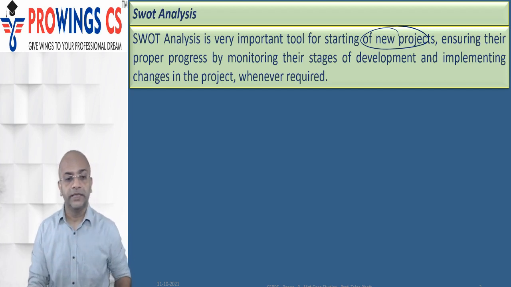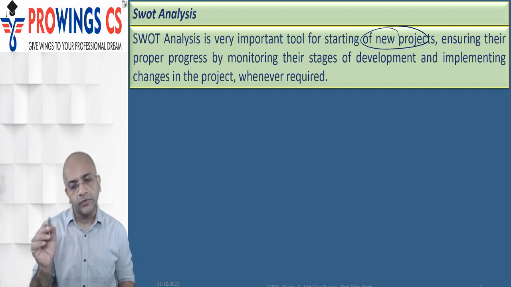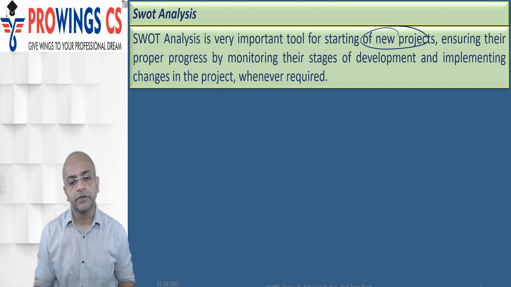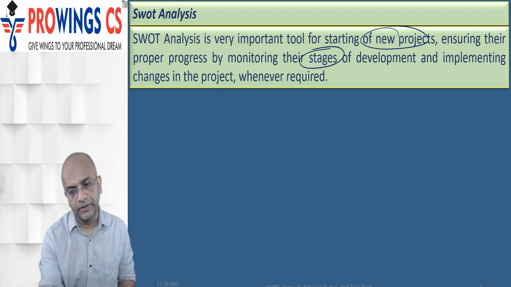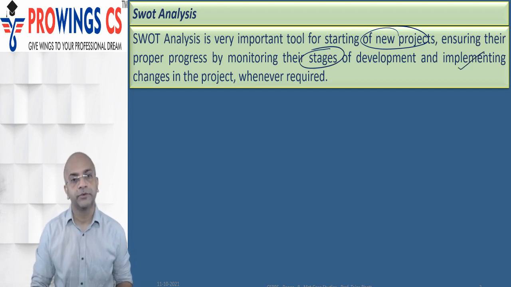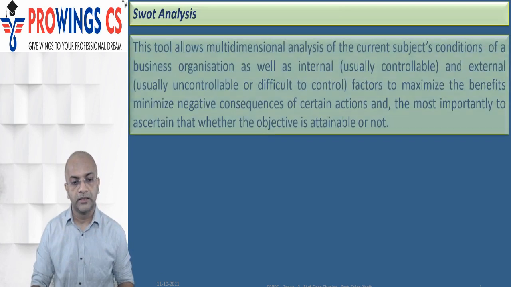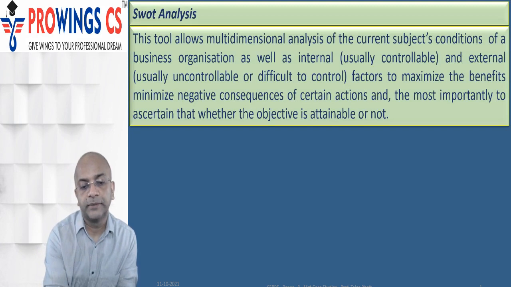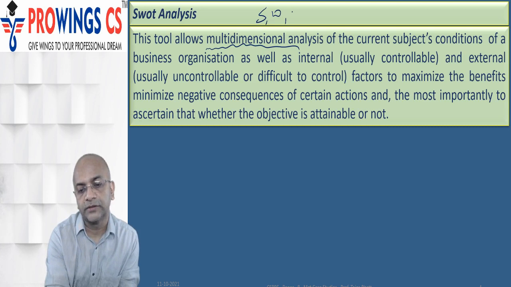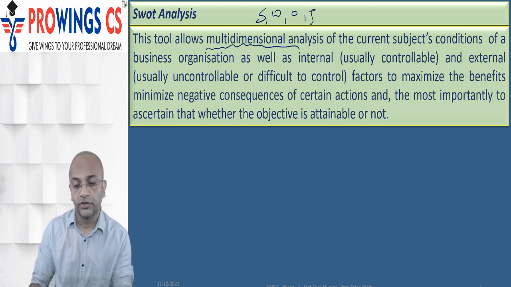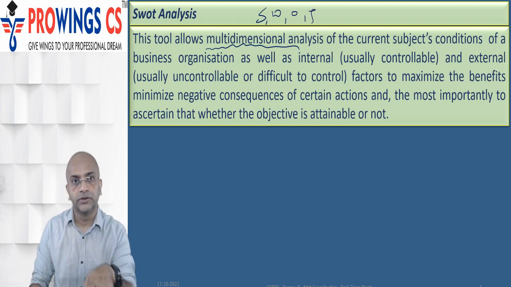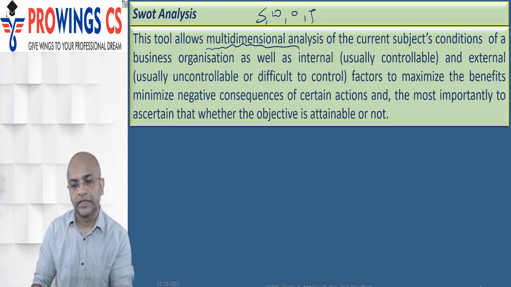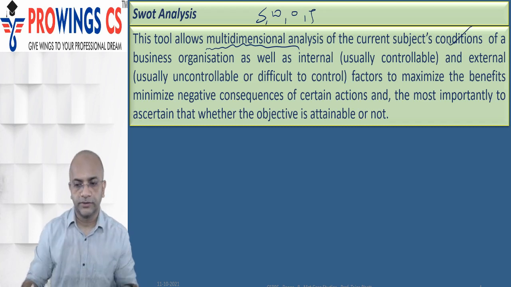Let's read this paragraph one more time. It says SWOT analysis is a very important tool for starting new projects, ensuring their proper progress by monitoring their stages of development and implementing changes in the project as and when required. This tool allows multi-dimensional analysis. Multi-dimensional means, if you can understand, we have strengths, weaknesses, opportunities, and threats. So we have more than one dimension. So it is known as multi-dimensional analysis of the current subject condition.